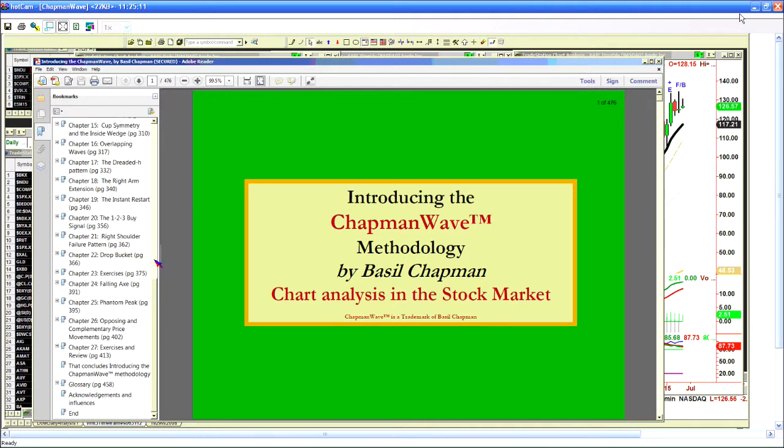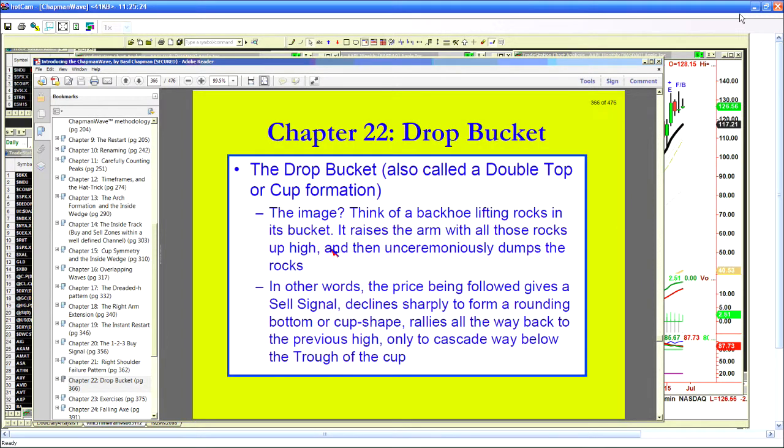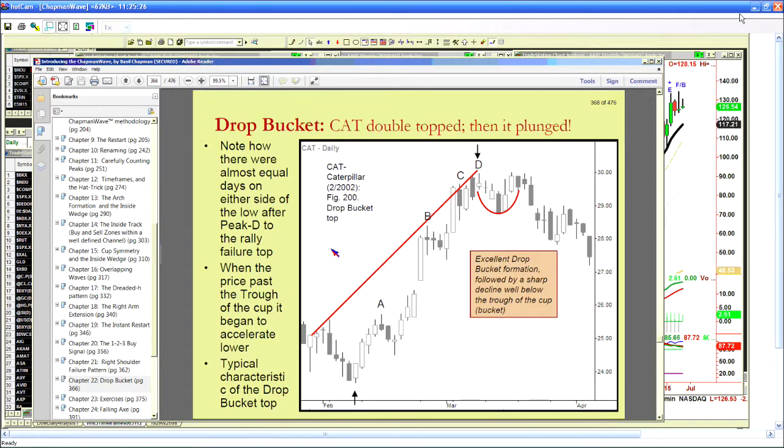And what we're looking at is, within the patterns that we always follow, there's a pattern that I call the drop bucket. I use that just as a catch-all phrase. But basically what it says is that when you make a double top, it looks like a backhoe that's picking up the trash in the bucket, and then it just dumps the bucket at that top. And that's the visualization that I really want you to have.